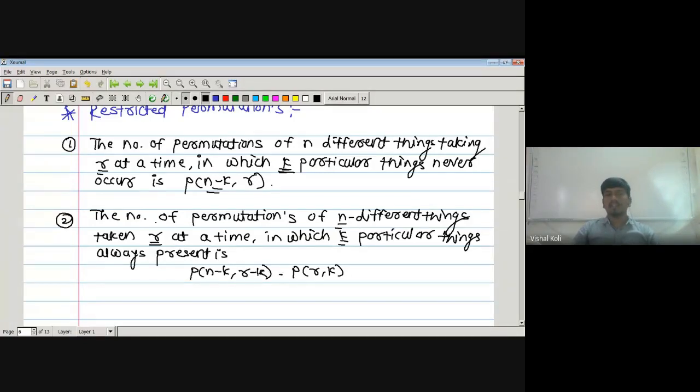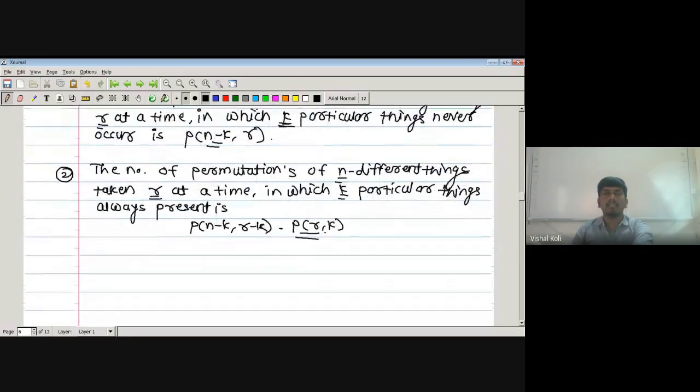So this is the number of permutations of n different things where r will be taken at a time in which k particular things will always be present. That is, in r things k will always be present, and for the remaining we find the permutations of n minus k things where r minus k will be taken at a time. So let us see an example depending on these two notes.